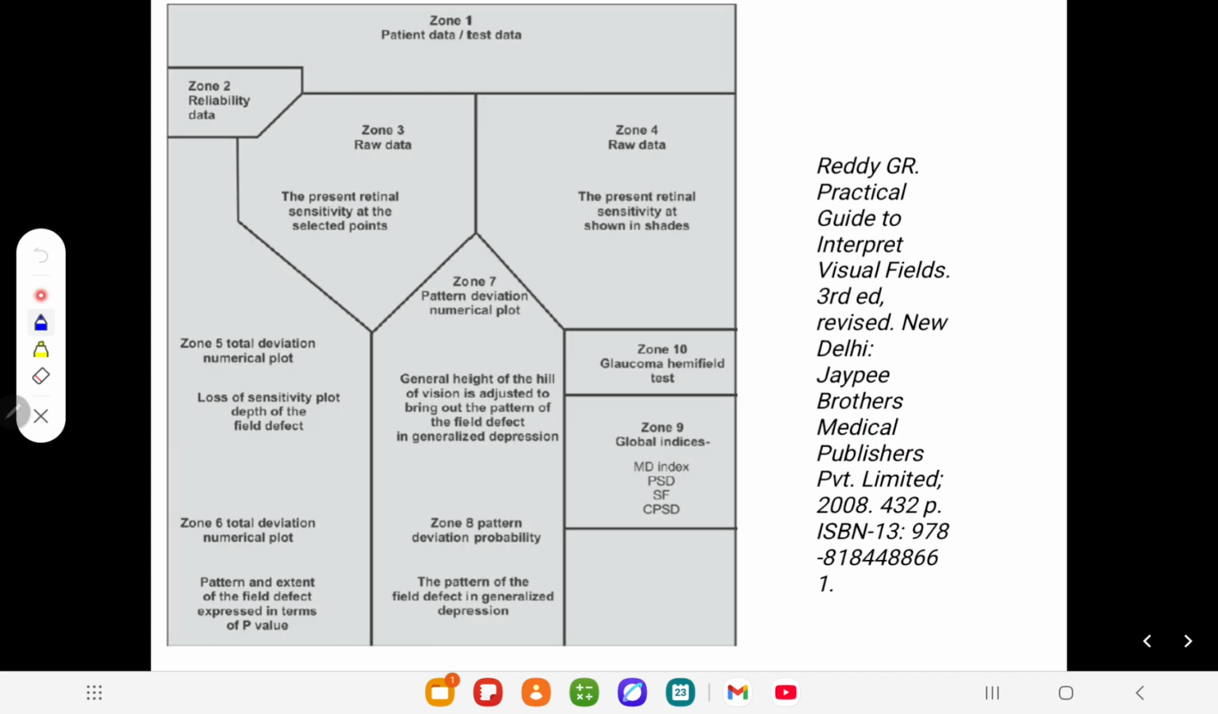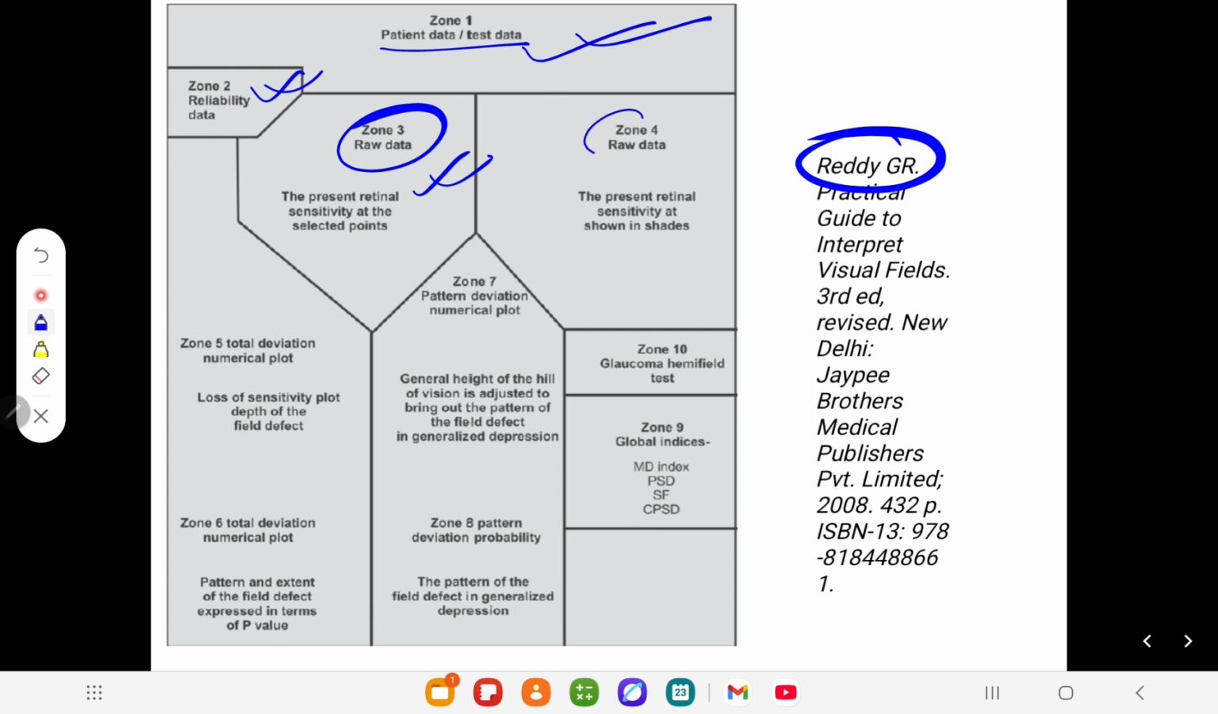So this is how it looks. There are 10 zones, and this is again taken from GRAD. First zone is patient data. Second zone, here on the left, is reliability data. Third zone is presented retinal sensitivity at a selected point, raw data. And the fourth zone is presented in sensitivity, showing grayscale.